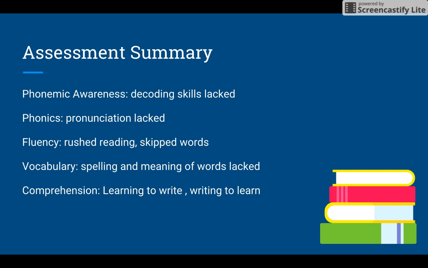When I assessed her for vocabulary using the CORE Vocabulary Screening assessment, her spelling and the meaning of words lacked. That was one of the things she had expressed to me at the very beginning, that she did not like to write because her spelling was bad. And finally, for the area of comprehension, I used the CORE Reading Maze Comprehension, and it was evident in that assessment that the bridge from learning to write to writing to learn was lacking in foundational skills.